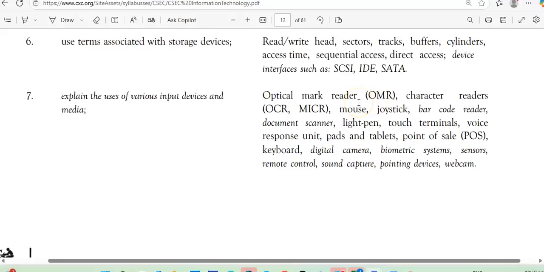Mouse. A mouse is a pointing device that allows users to interact with graphical user interfaces by moving a cursor on the screen and clicking on icons, buttons, and menus. It is an essential input device for personal computers and laptops.